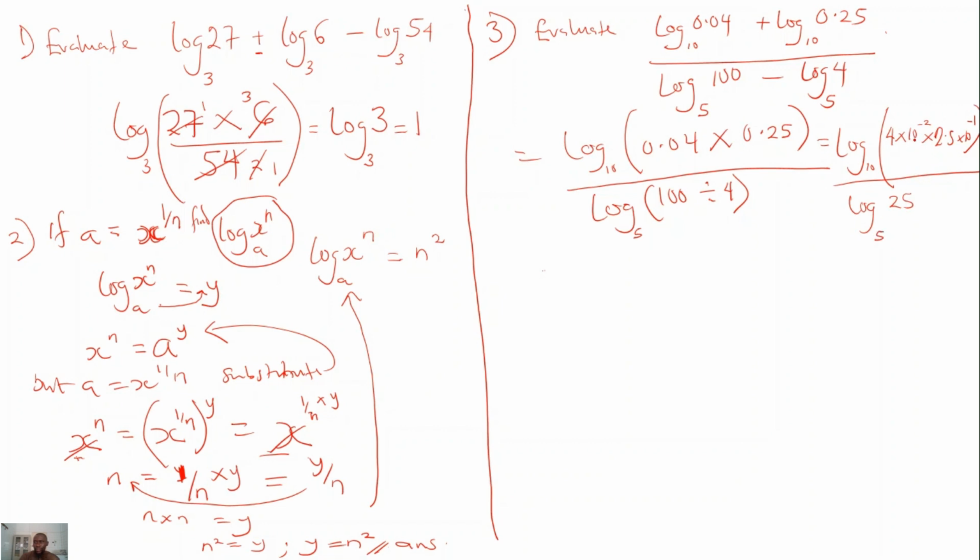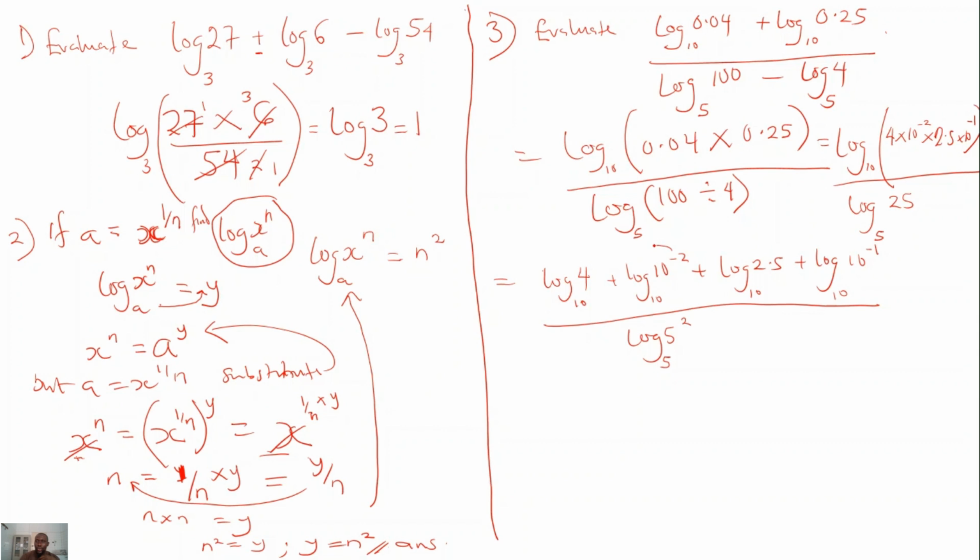Okay? Now, if we look at this, we can re-express them as log 4 to base 10 plus log 10 raised to power minus 2 to base 10 plus log 2.5 to base 10 plus log 10 raised to power minus 1 to base 10. Okay? All over log 25, which is equal to 5 squared, right? To base 5.